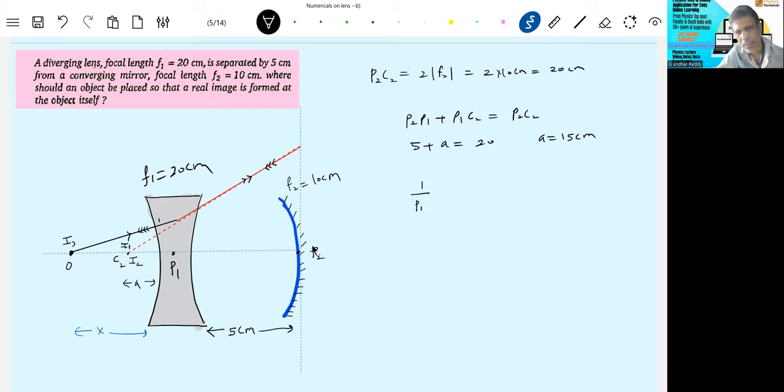1 by P1 I1 minus 1 by P1 O equal to 1 by F1. P1 I1, we know this. This is equal to minus 15. We don't know this. Focal length of this is minus 20.